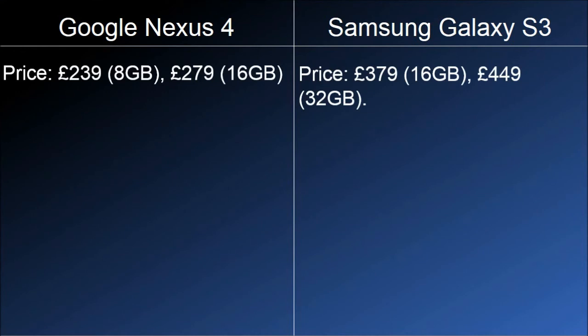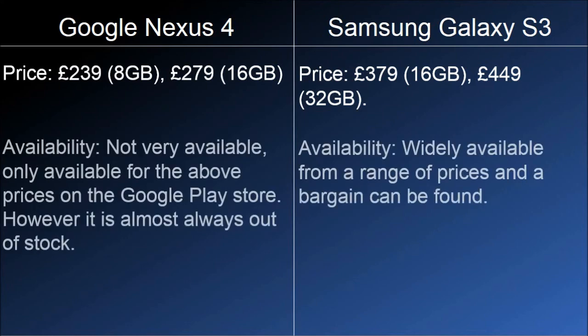Now, here's the big point from both. What's the pricing like? Now, the Google Nexus 4 is a bargain. At £239 for the 8GB model, or £279 for the 16GB model, it's no wonder they sell out so quickly on Google Play. However, the S3 obviously is £100 more expensive, so $379 for the 16GB model, and a massive $449 for the 32GB model. And the 64GB model ranges massively depending on where you get it from, so it can be extremely expensive.